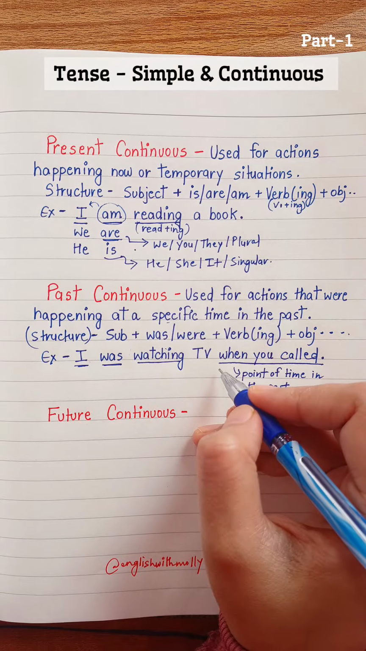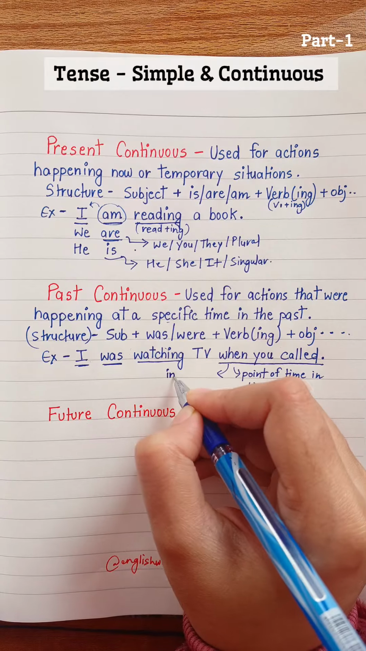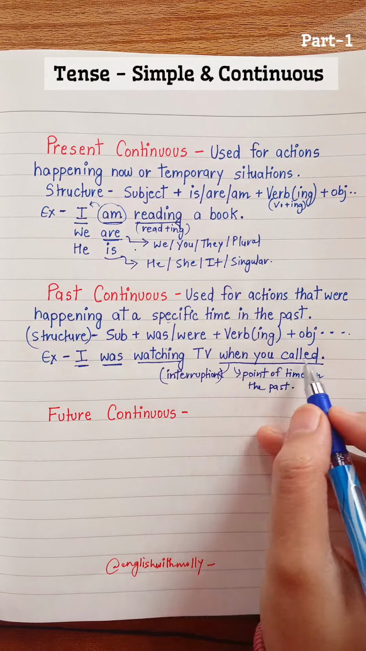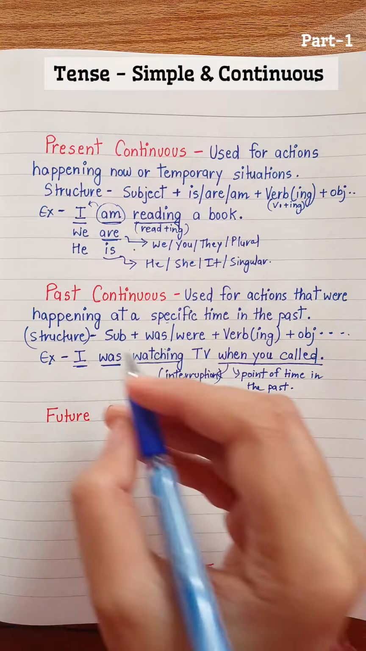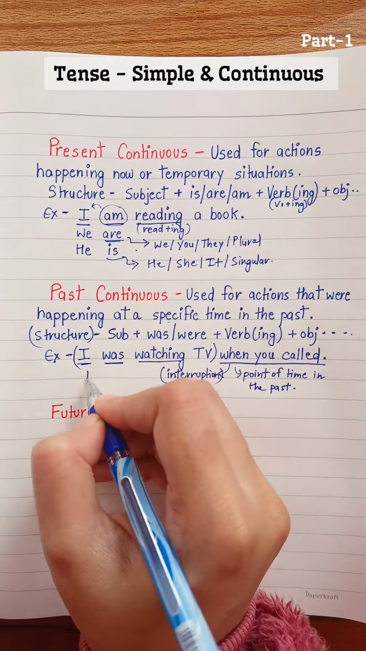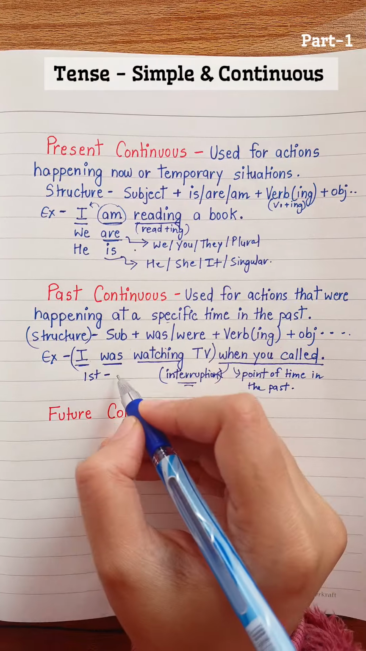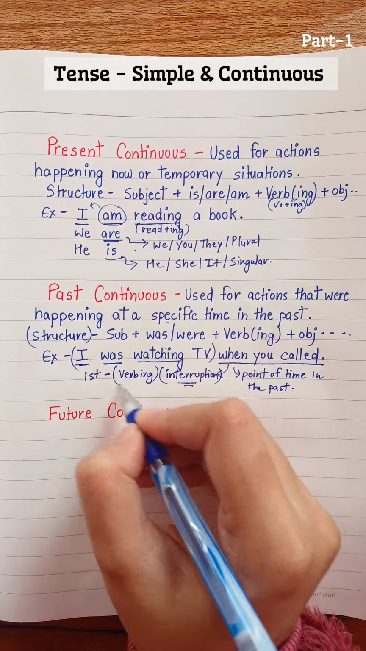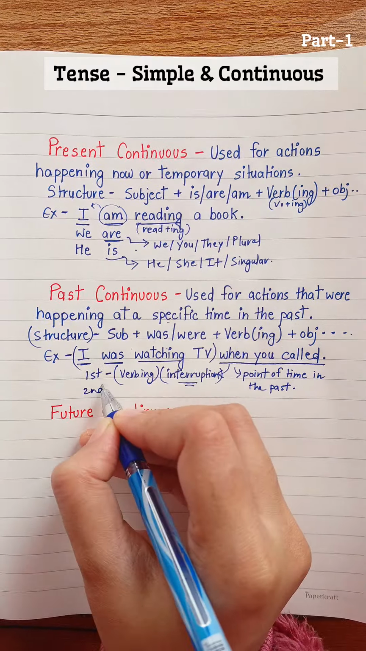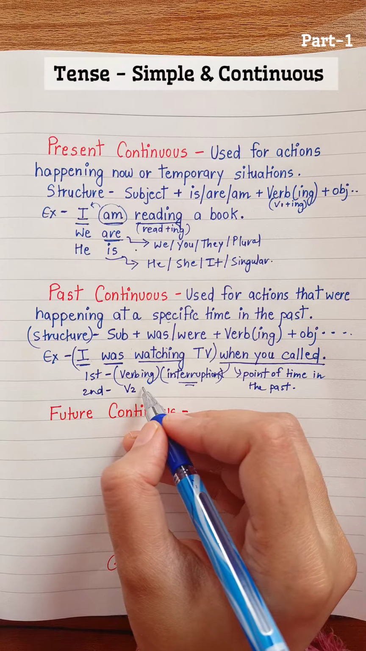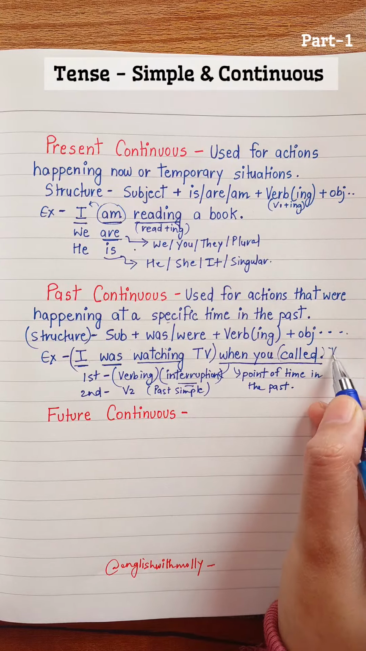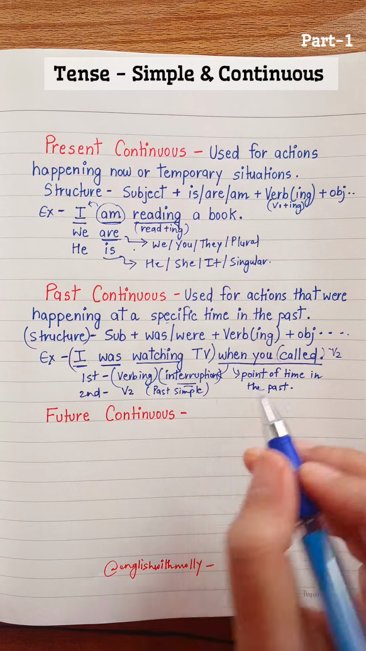Okay? Now let me tell you one more thing, that these kind of structures or sentences are also called interruptions or interrupted sentences. Here, when you called is an interruption, that you were doing something in the past when someone interrupted you. And for these kind of actions, the first action will always take verb plus ing: I was watching TV. And the second action, which is an interruption, is going to take the simple past tense. Here, when you called is you plus V2: you called. Hope you are getting my point.